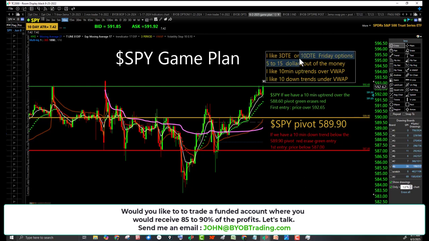All right, for the options for today, I like 3 days till expiration Friday options. I like 10 days till expiration Friday options. I like those because they've got higher open interest. Higher open interest means higher liquidity. Higher liquidity means a tighter bid-ask spread, and that's what I like to trade. Something that does not have a wide slippage amount in there. I like the strikes to be on the multiples of 5. So for instance, 590, 595, 600.